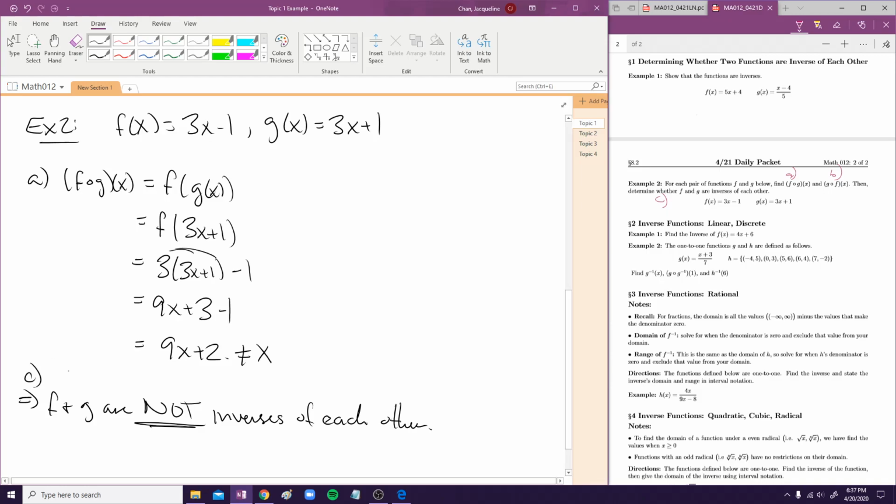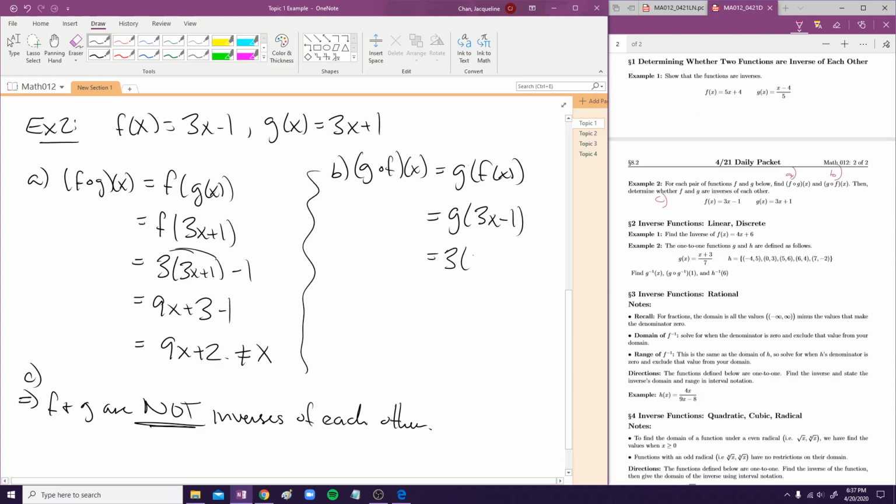In our case, our instructions are different. We still have to find g of f of x. So let's go over here to the side. So g of f of x. When I see that, in my head I say, okay, g of f of x has to be rewritten like that. I know what f of x is. F of x is 3x minus 1, so we're going to substitute that in.